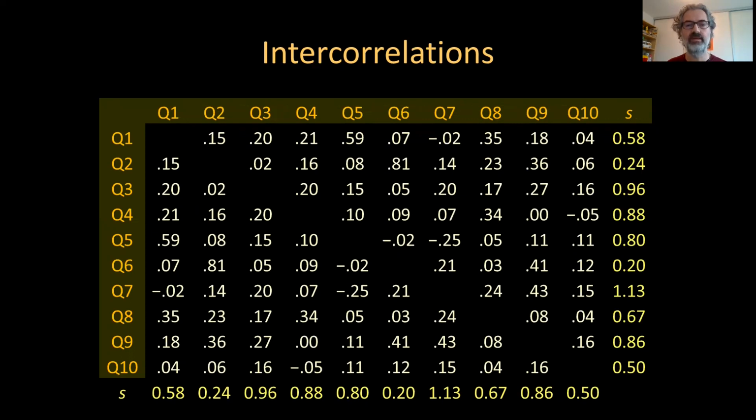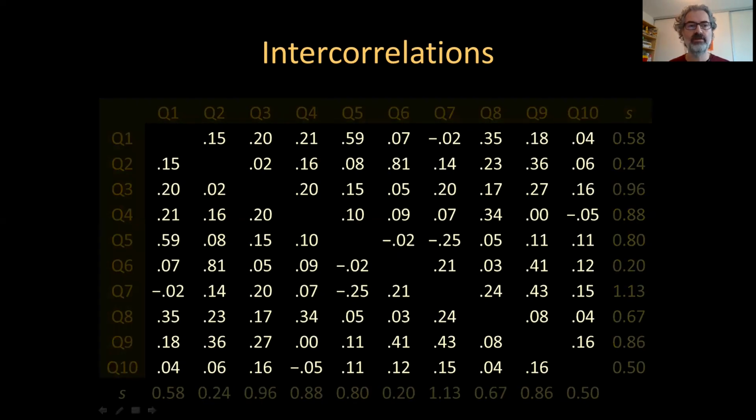The correlation between item 1 and item 2 is 0.15. And of course, it's the same as between item 1 and 2 in the other direction. So these are symmetric. The correlation between item 2 and item 4 is 0.16. And of course, it's in both directions. And I have also indicated on this the standard deviations of the items, which we're going to need. First of all, note how many these are. So there are 10 items and 10 items in rows and columns. So there are actually 100 cells here.